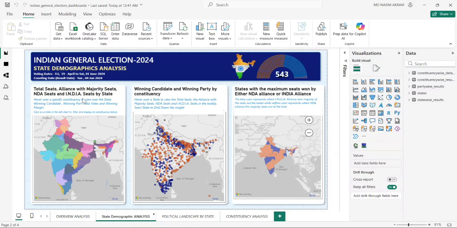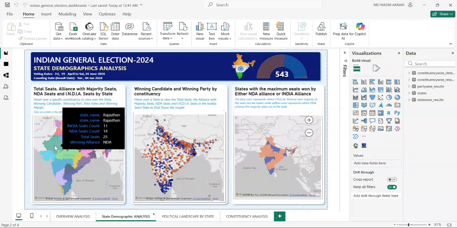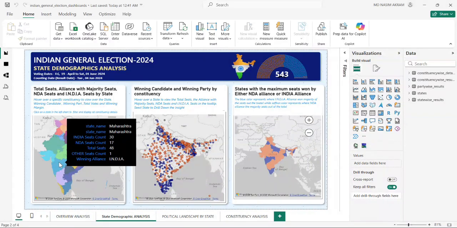So basically it is a state demographic analysis where you would find which party has got what number of seats in what state. So let's say that we want to see it for here. So it's basically Rajasthan, where India Alliance got 11 seats while NDA got 14 seats. So let's say you're clicking here.